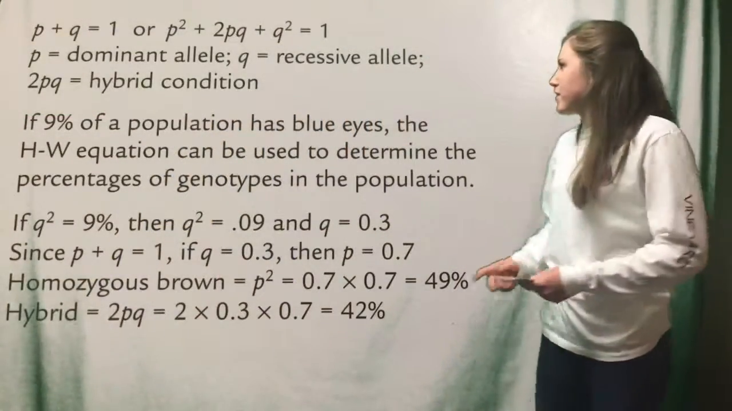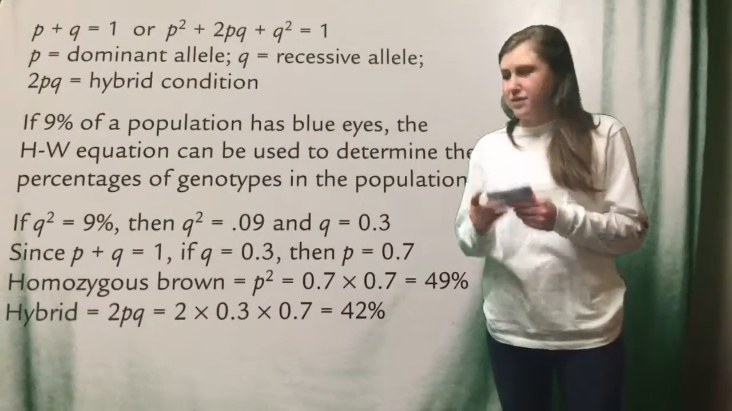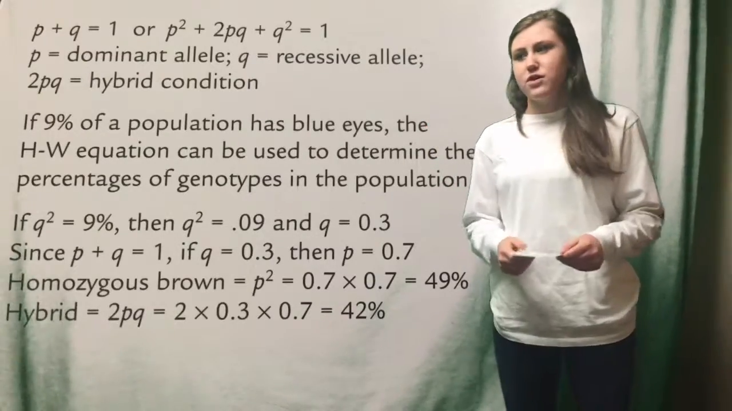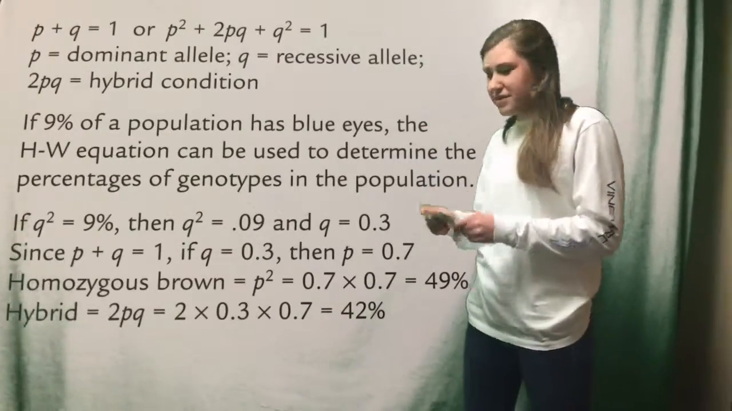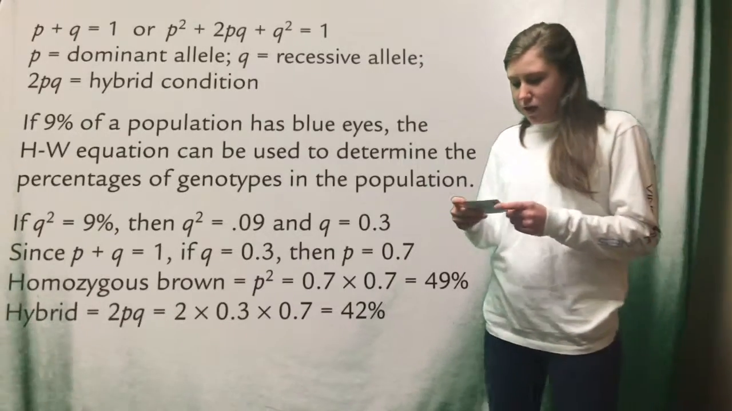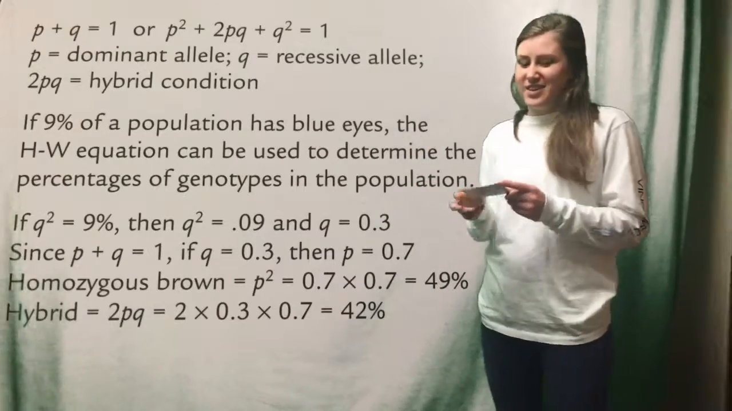The Hardy-Weinberg equation involves two equations: p plus q equals 1, and p squared plus 2pq plus q squared equals 1. P stands for the dominant allele and q stands for the recessive allele. 2pq would be the hybrid condition.